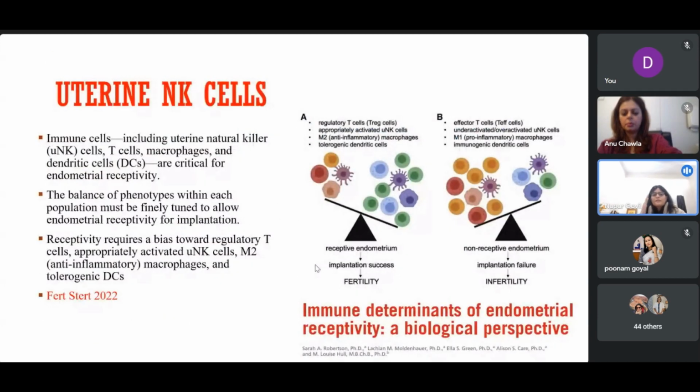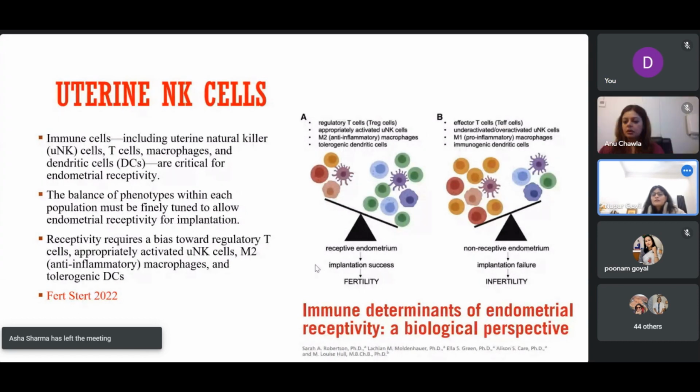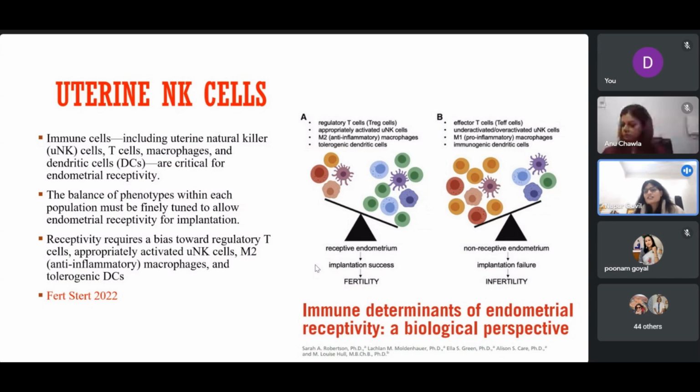Then coming to uterine NK cell, it became very popular. We know that immune cells play a very important role in implantation, but it is very important to understand that natural killer cells are actually required for implantation. It is when they get inappropriately overactivated or underactivated that it results in pregnancy loss or implantation failures. So just because we see NK cells when we do a biopsy, it doesn't mean it is bad or harmful. It is actually the most important cell required for implantation. It is its functionality, when it gets altered, that the endometrium turns non-receptive.